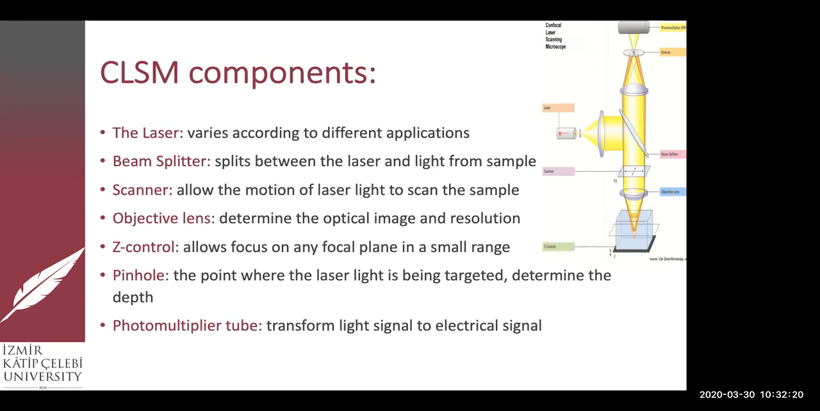The pinhole is the real key behind the 3D sectioning, or the 3D image construction. It also determines how much laser light is going to propagate inside the sample for the depth. And we also have a photomultiplier tube, which transforms the light signal that is reflected after the laser light exposure into an electrical signal to be read by the computer.